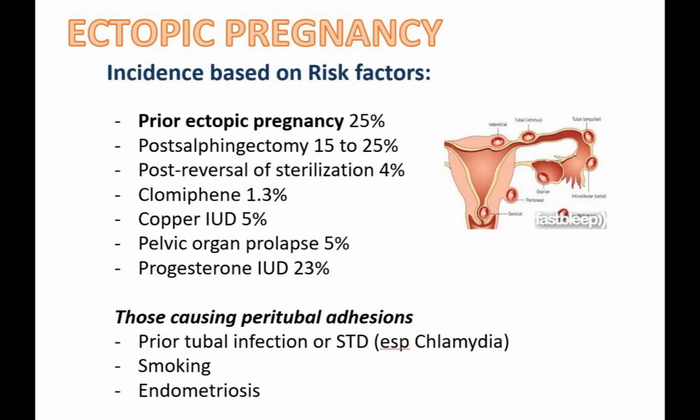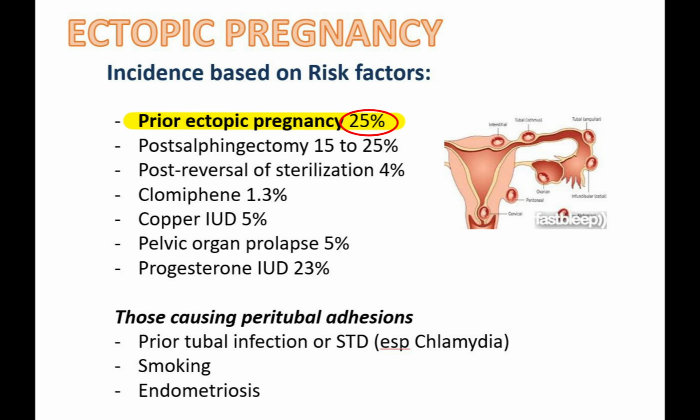All right. The next thing that you would want to know is what are the risk factors. What may cause an ectopic pregnancy? The first one, class, is your prior ectopic pregnancy, which gives you another 25% chance to have another ectopic pregnancy. So this is the sad part, class.